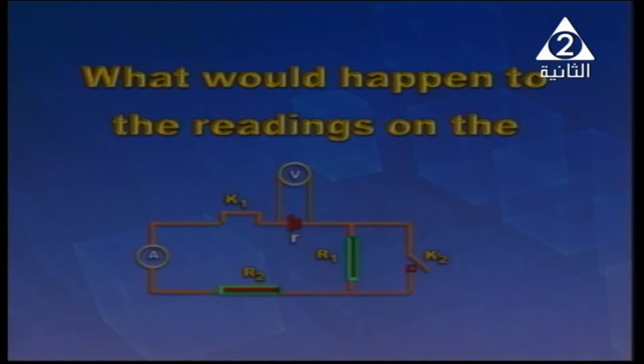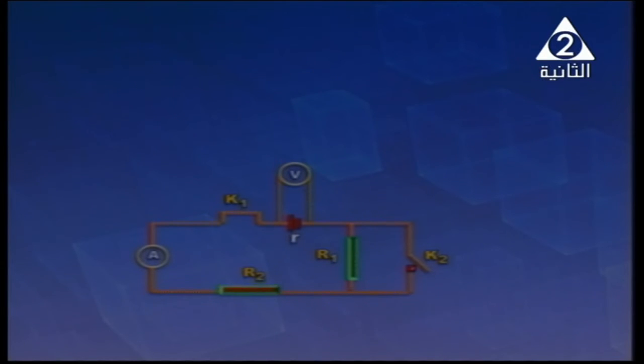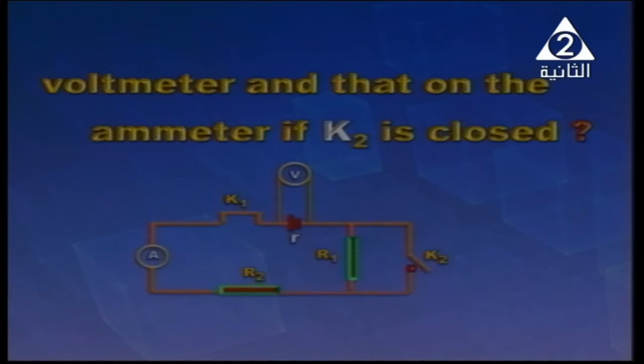Another example: what would happen to the readings on the voltmeter and the ammeter when the switch, key 2, is closed? When the switch is closed, we are disconnecting R1. The resistance denoted by R1 is eliminated, removed from the circuit. So we are decreasing the resistance, so the current must be increased. So the reading on the ammeter should be increased.